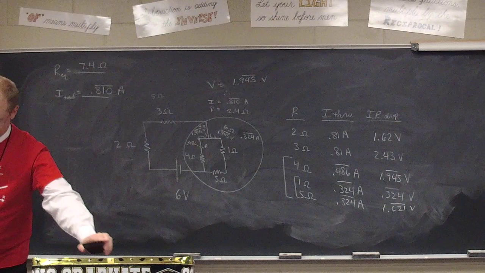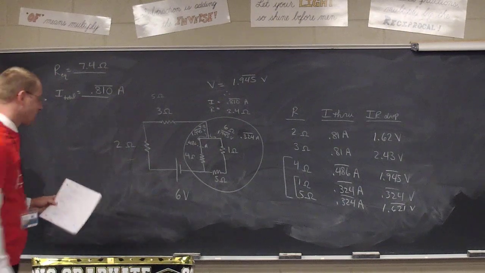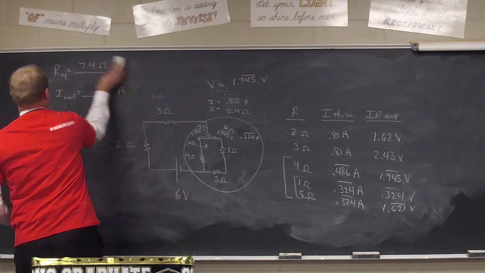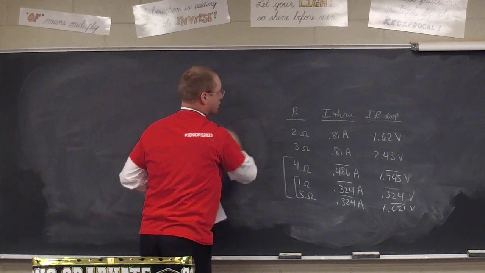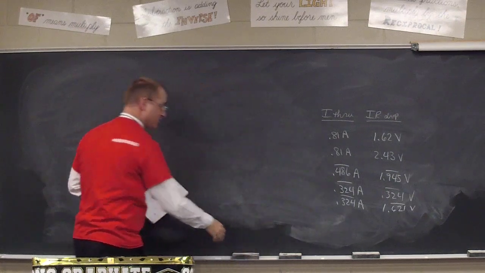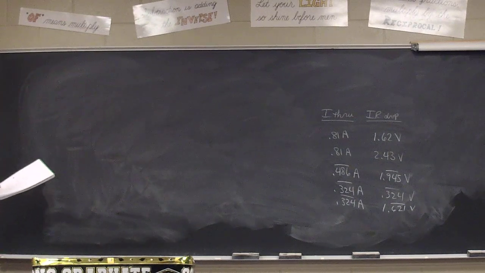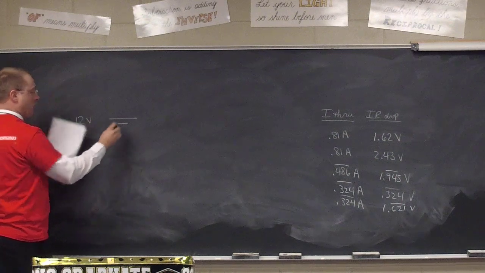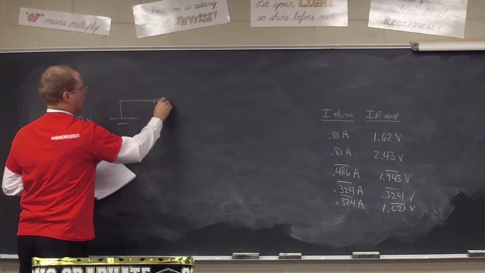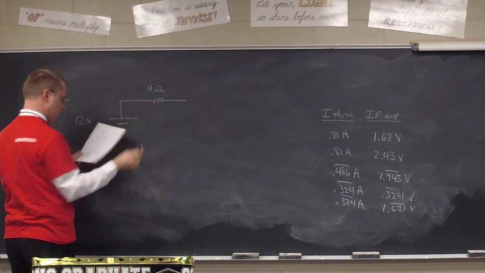Here's your homework problem. Copy it down. See how you do. Again, if you don't get it, that's okay. Just do your best. Get it the best you can. We'll go over it tomorrow. We'll practice more tomorrow. I'm going to start you off with a 12-volt battery. Current is going to go across a 4 ohm resistance.